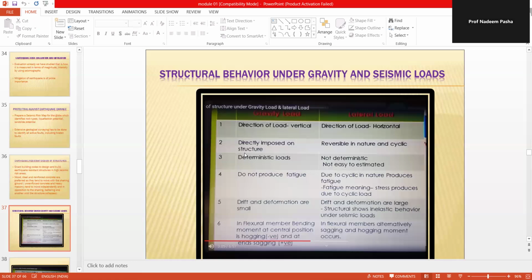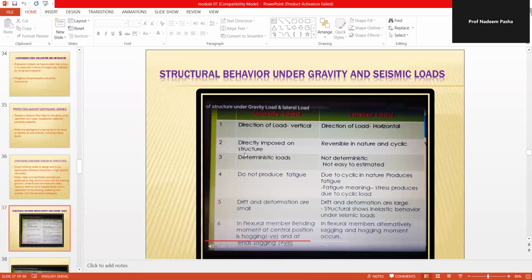As we are aware, fatigue is nothing but stress produced due to cyclic load. So lateral loads are more subjected to fatigue. Next, coming to gravity load, drift and deformation are small. So the drift and deformation are small if you consider the gravity load, whereas drift and deformation are large under seismic load, and the structure shows inelastic behavior.